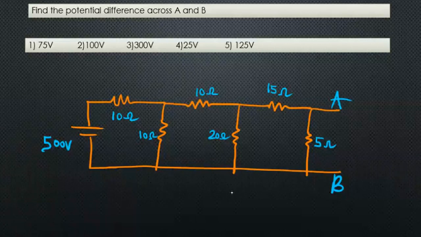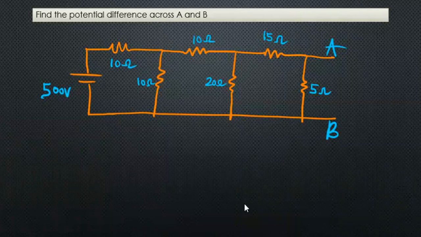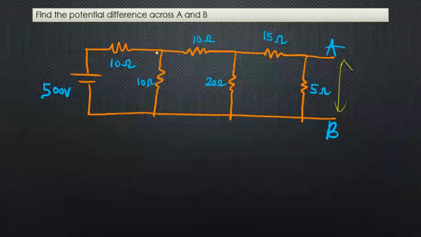Potential difference across A and B. To find the AB potential difference, we need to apply the potential divider method. So for the potential difference across AB, let's keep adding the resistances, and then finally we can distribute the potentials accordingly.